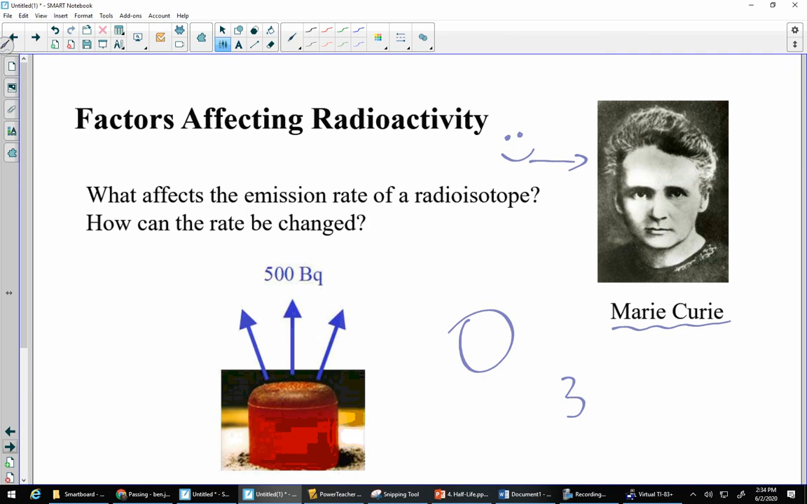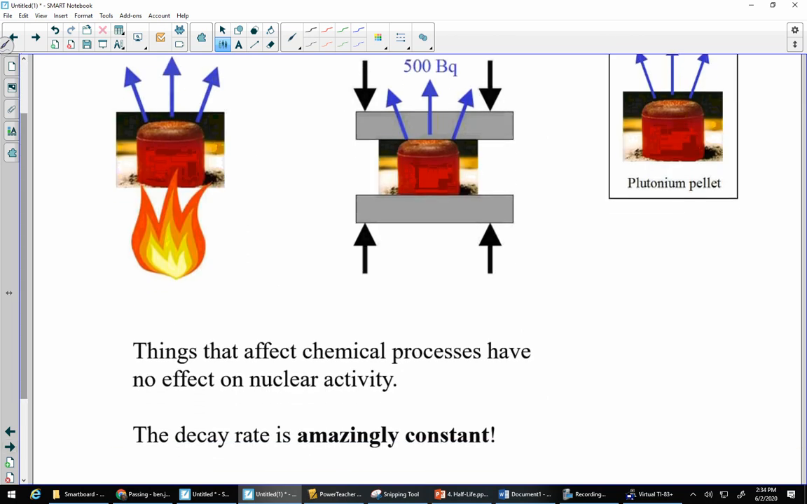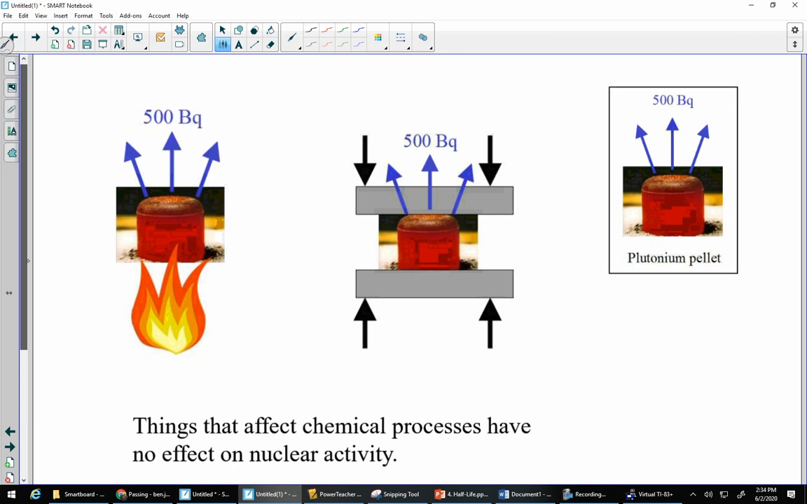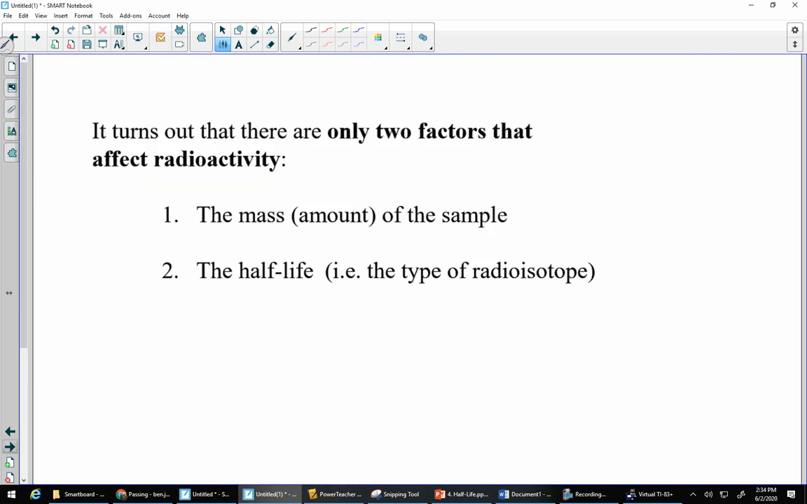So factors affecting radioactivity. So people were interested. Marie Curie did a lot of work with this. Originally, people treated it like a chemical reaction. So you heat things up, chemical reaction goes quicker. You apply pressure, chemical reaction goes quicker. No, not decay reactions, not radioactivity. Heat it up, doesn't change a thing. You apply it to high pressure, doesn't change a thing, right? Nothing really changes it, not the same way chemistry would anyways.